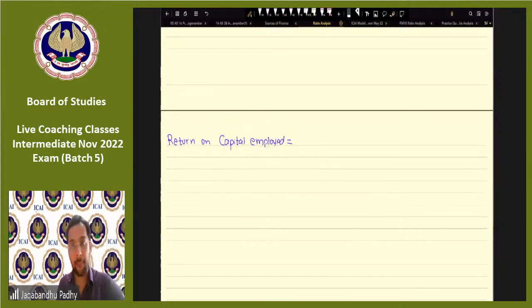What do you understand by capital employed in business? Capital employed is the capital investment, right? Capital employed is the capital investment that the company is having.